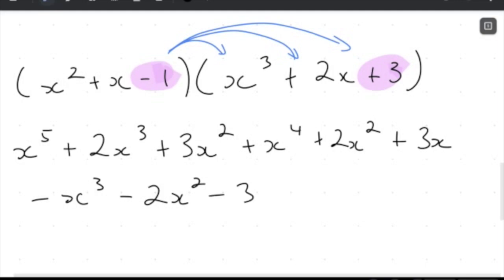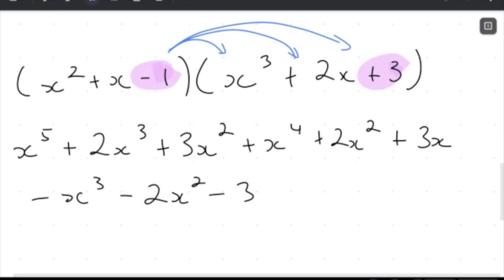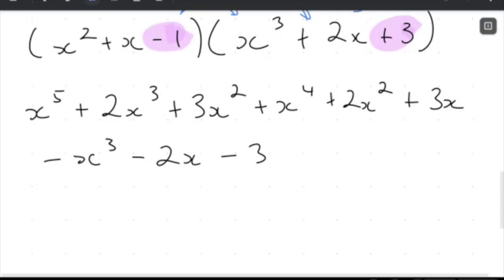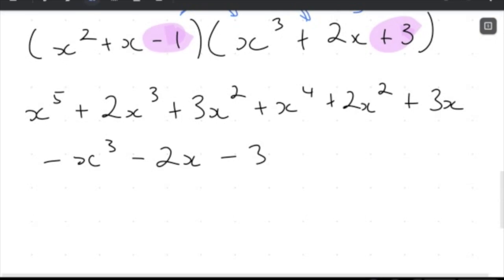Okay, so now I have everything written out all the way through here. I've just noticed I've made a mistake. This should be negative 2x, not 2x squared. Okay, now that I have everything, I want to simplify. So to simplify, I need to find my like terms. So I'm going to color coordinate these just so I can find some common ones.